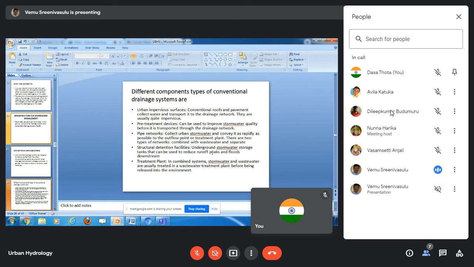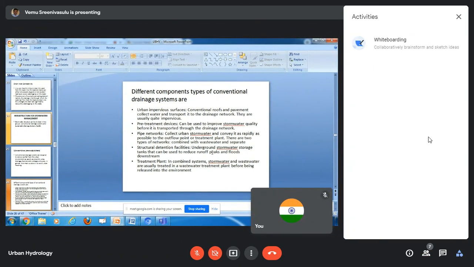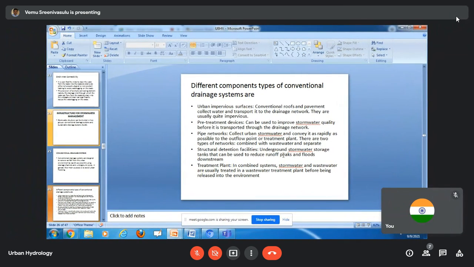Okay, pipe networks collect urban stormwater and convey it as rapidly as possible to the outflow point or treatment plant. So there are two types of networks: one is combined with wastewater, and the other is separate. Okay, so structural detention facilities, underground stormwater storage tanks, can be used to reduce the runoff peaks and floods downstream.